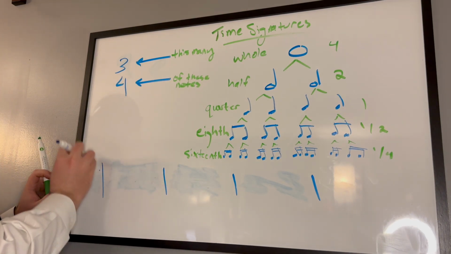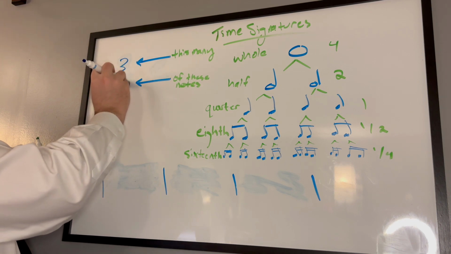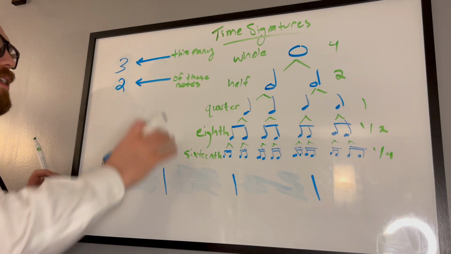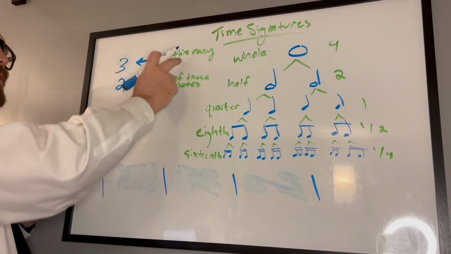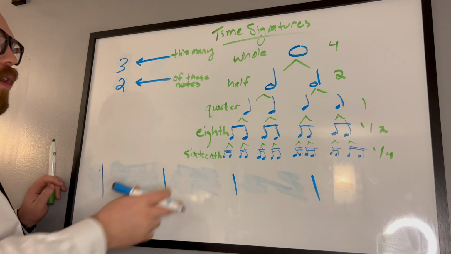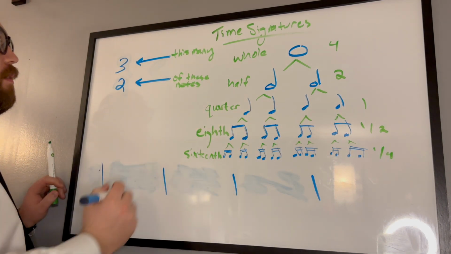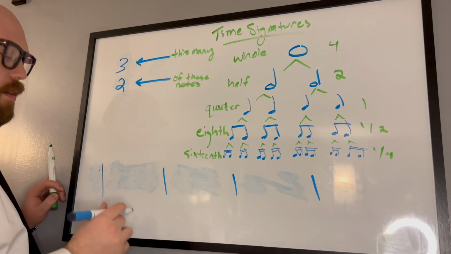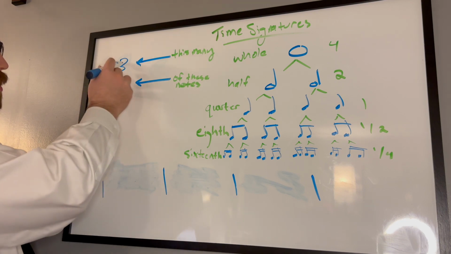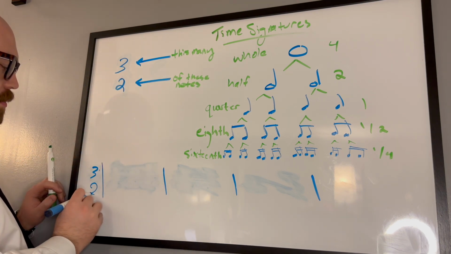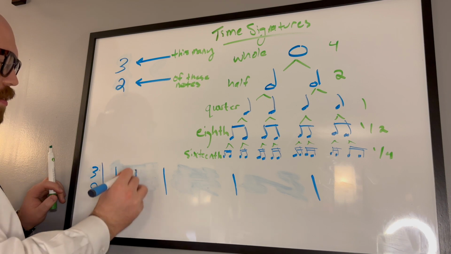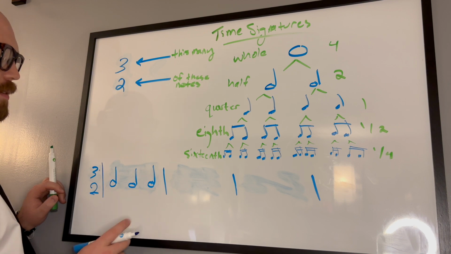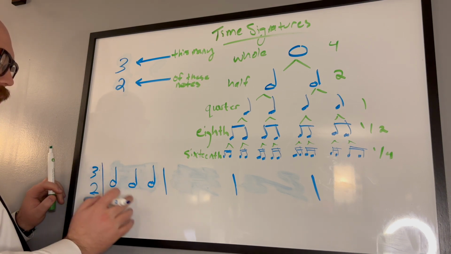What happens when we change the bottom note? What the heck does that mean? Just look at your diagram. This many of these, right? If 4 meant quarter note, there's 4 here. What does 2 mean? Half note. 3/2 means there are 3 half notes per measure. 1, 2, 3, 4, 5, 6. Right? 6 beats.